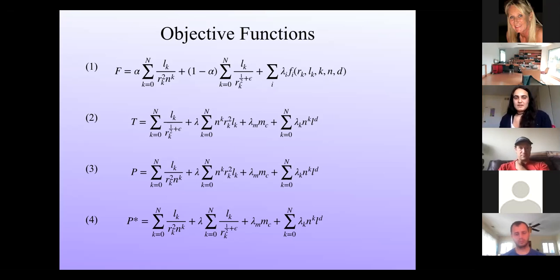And so from these objective functions, we use the method of Lagrange multipliers to solve for optimal values of the radius scaling ratios.